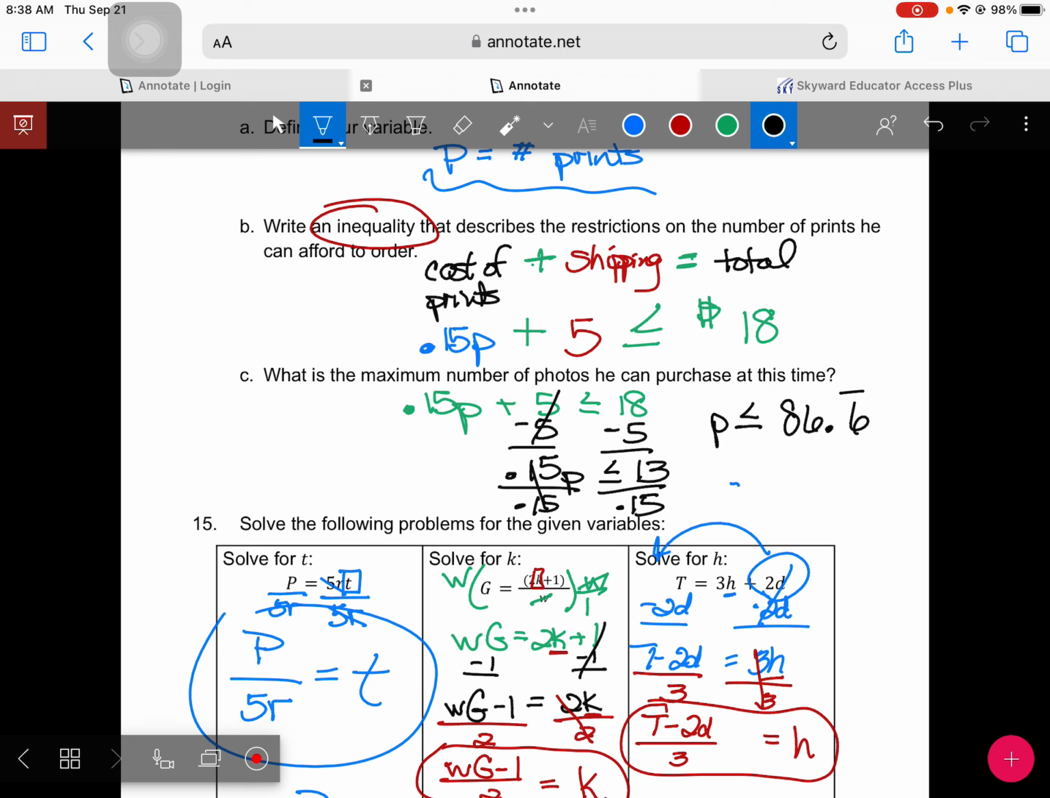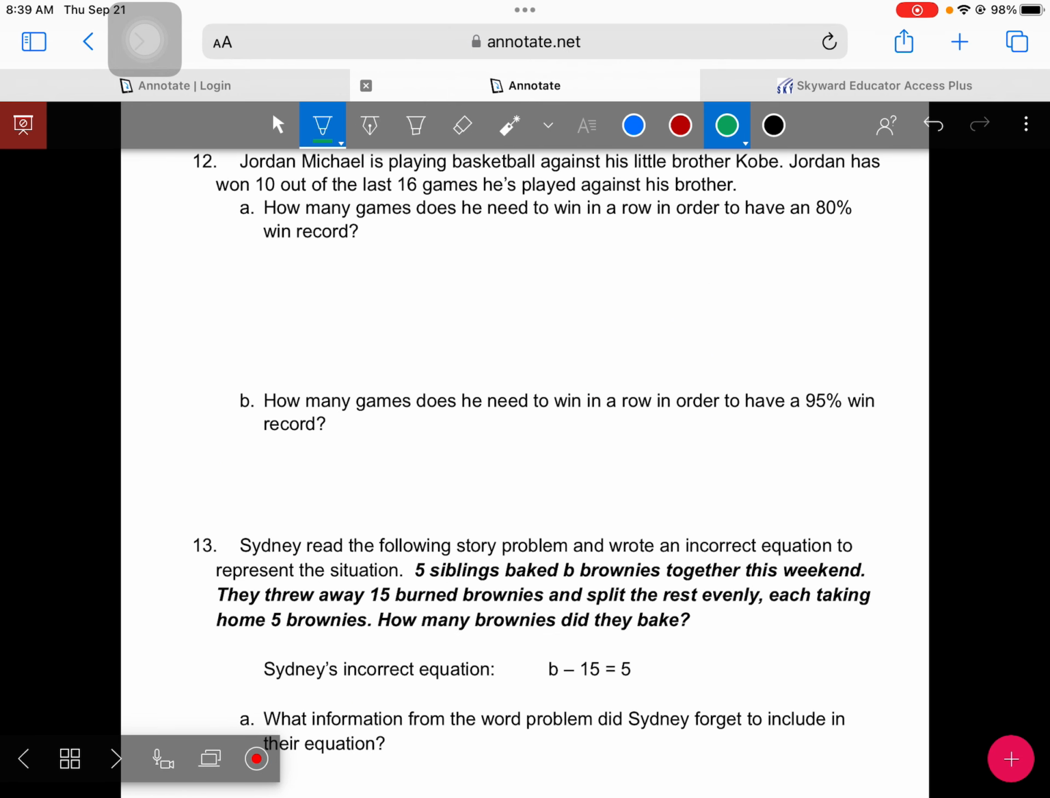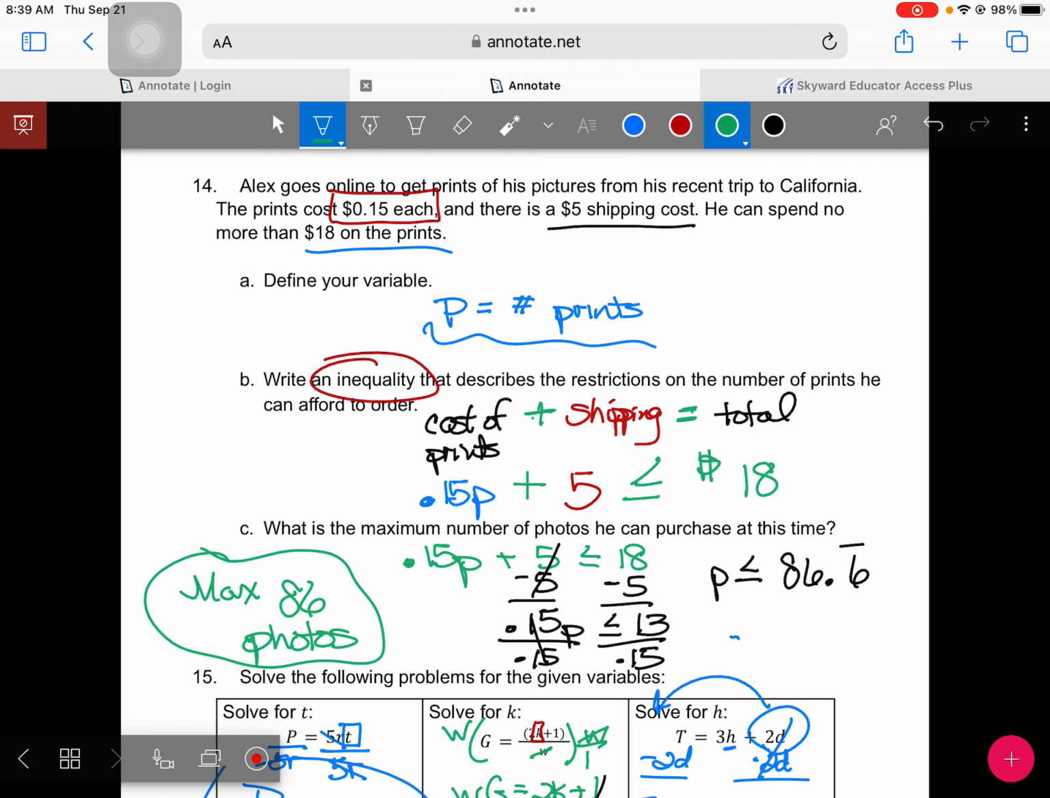If P has to be less than or equal to that amount, 86. The maximum he can purchase is 86 photos or pictures. Okay. Next question. Can we do 13? Okay. A little quicker. Take a picture.